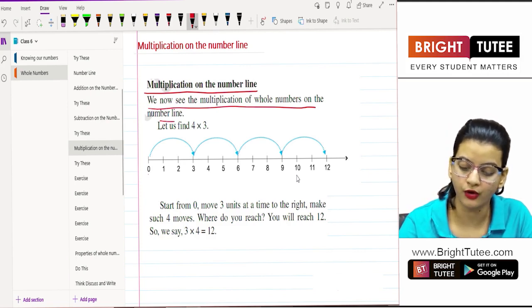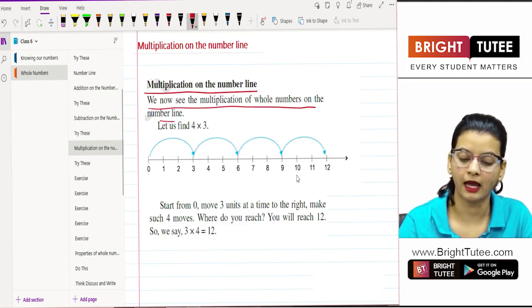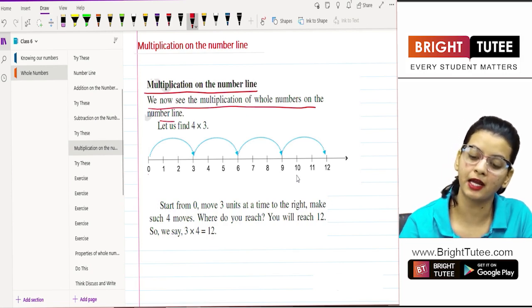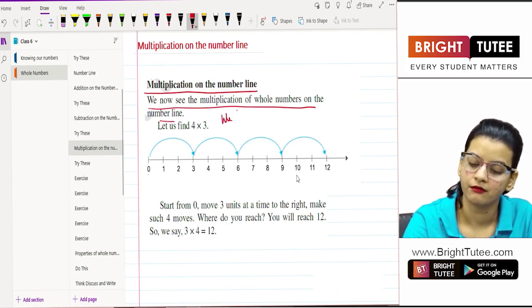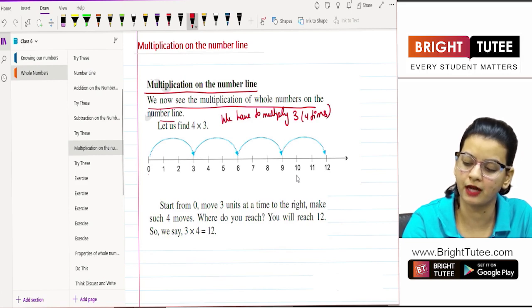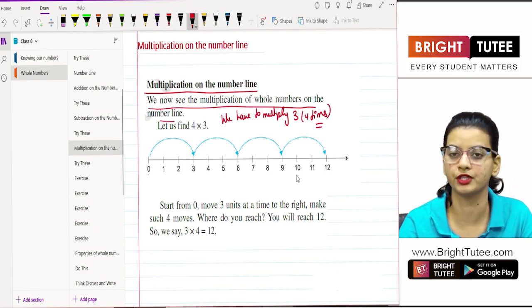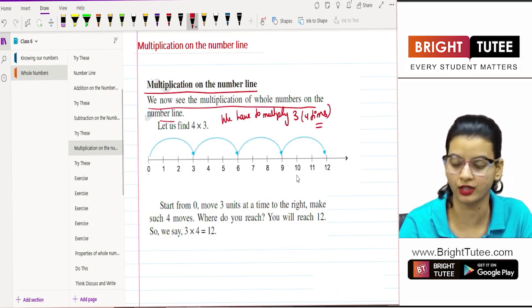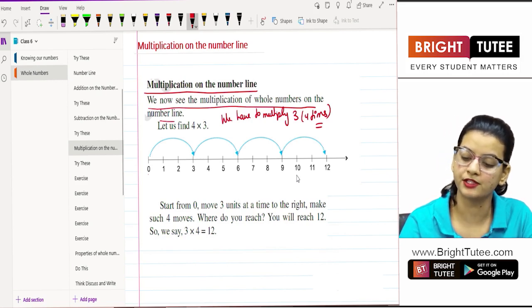4 into 3 means that we have to multiply 3 four times. That means we have to add 3 to 3 to 3 to 3. We have to add 3 four times.